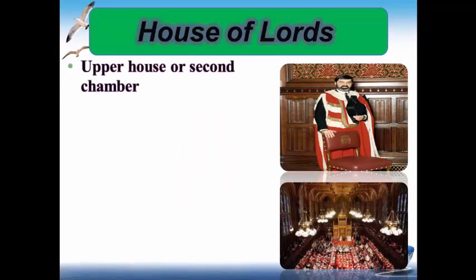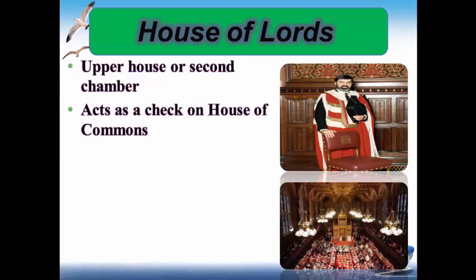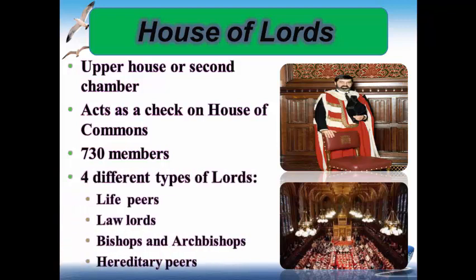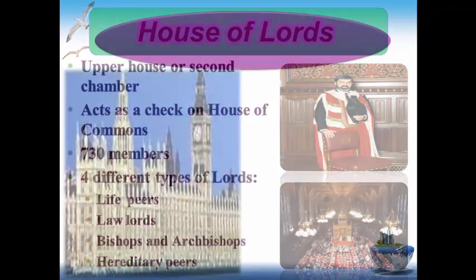The next house is the House of Lords. It's the upper house, or the second chamber. It acts as a check on the House of Commons. It has 730 members and 4 different types of lords. They are life peers, law lords, bishops, archbishops, and hereditary peers.